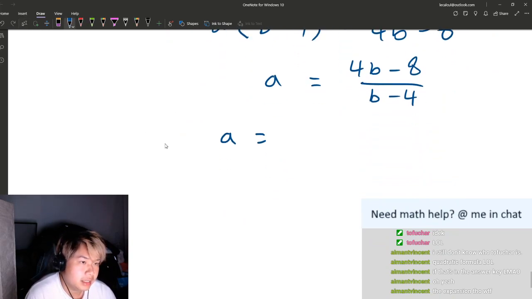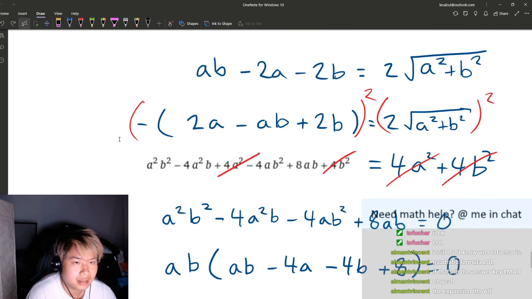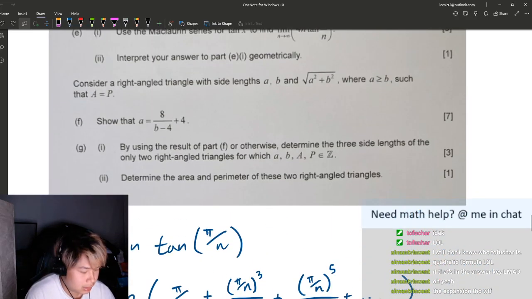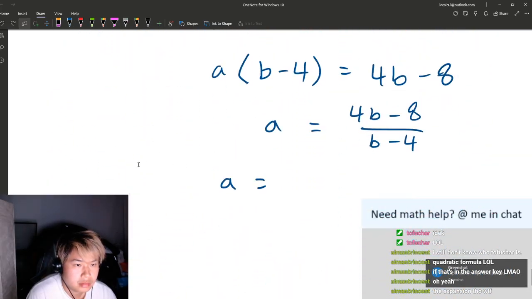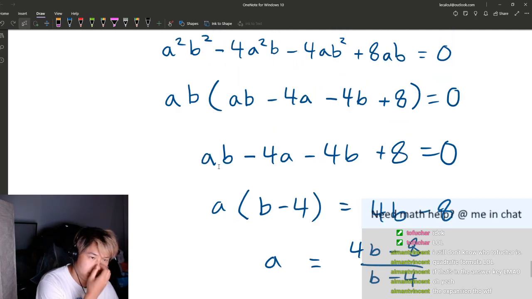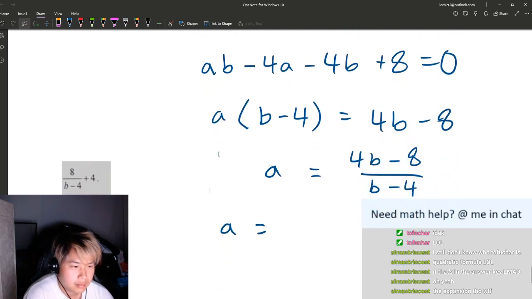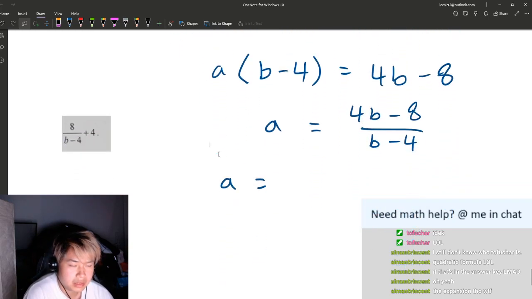Okay, and then I can factor out a 4. So I get B minus 2. Wait, no, I split it up, right? Hold on, what am I trying to do here? What am I trying to make it look like? Not quite done. Almost there. This thing. Eight plus 4. How do I get 8 plus 4 from this?